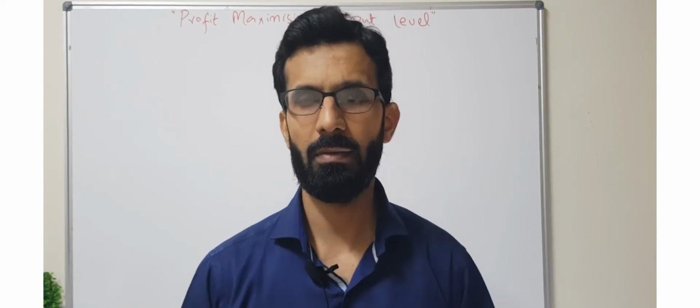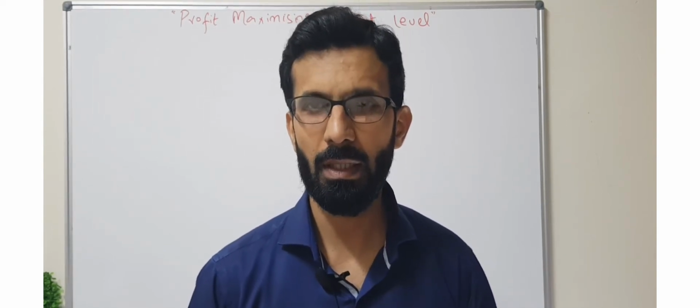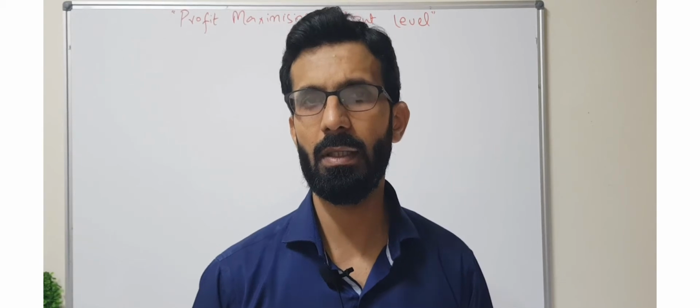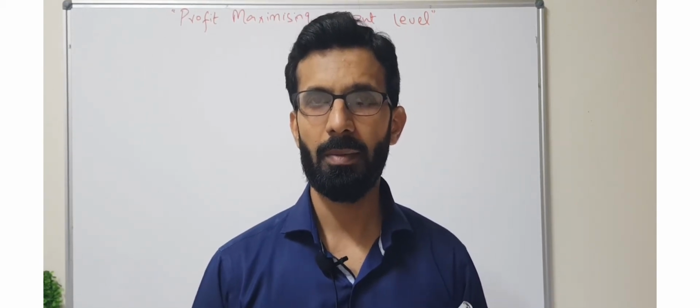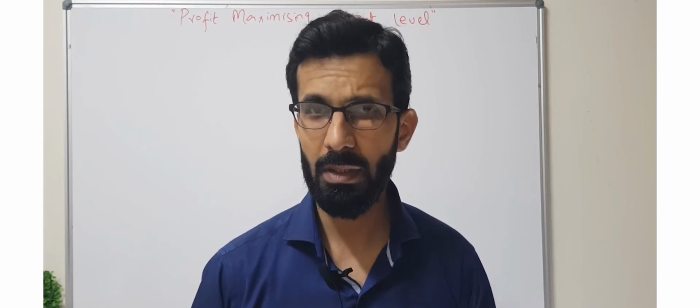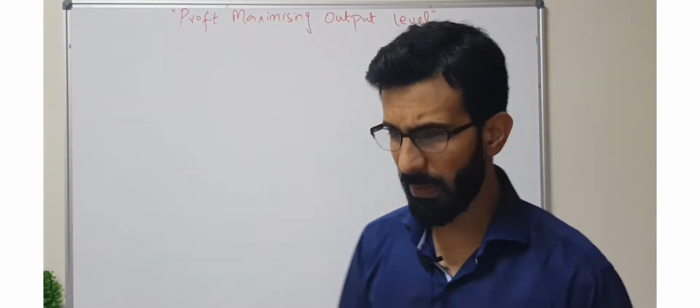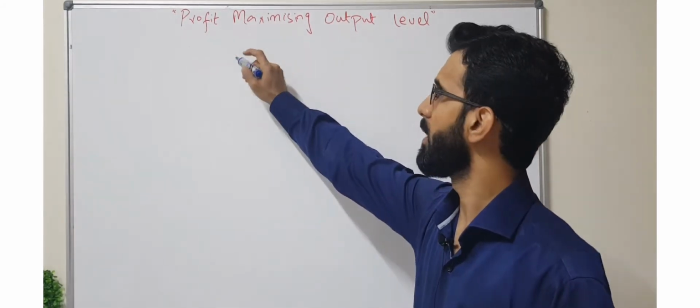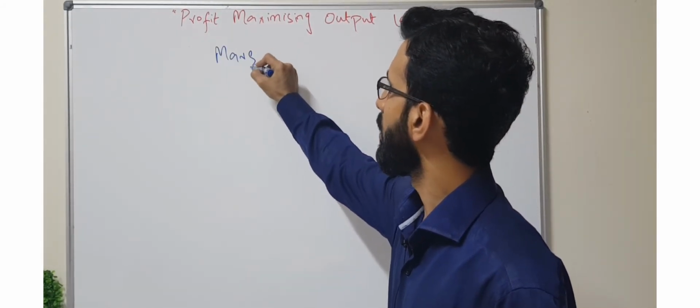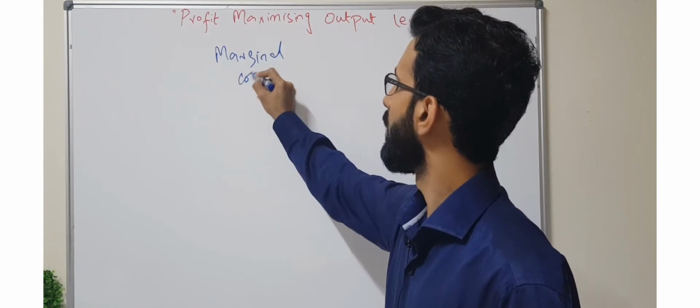The main topic we have is called profit maximizing output level. As we discussed earlier, the main objective of a pricing decision is to determine a price that will result in the maximization of profit. So the assumption that we will be using here is that profit will be maximized when marginal cost is equal to marginal revenue.